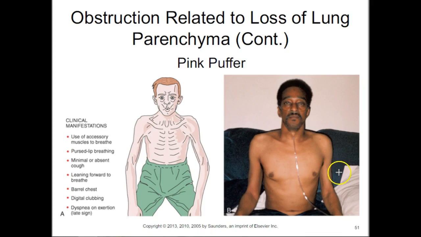All right, so again, use of accessory muscles to breathe right here in the neck, the pursed lips when actually trying to breathe. So this gentleman here is obviously not trying to breathe, but notice he is on a nasal cannula because they have a decrease in the oxygen that gets in due to the decreased surface area to exchange carbon dioxide and oxygen. So oxygen can't get in and carbon dioxide can't get out. So minimal or absent cough, leaning forward to breathe, barrel chested, distal clubbing, and I'll tell you what that is in just a second, and dyspnea on exertion being one of the later signs.